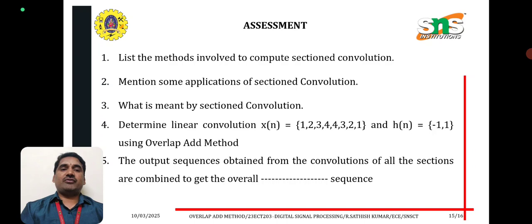Determine the linear convolution of x of n equal to 1, 2, 3, 4, 4, 3, 2, 1 and h of n equal to minus 1, 1 using the overlap add method. The length of the x1 of n sequence is equal to the length of h of n. Similarly, by using the tabulation method, we get the output y of n equal to minus 1, minus 1, minus 1, minus 1, 0, 1, 1, 1, 1. The output sequences obtained from the convolution of all the sections are combined to get the overall output sequence.